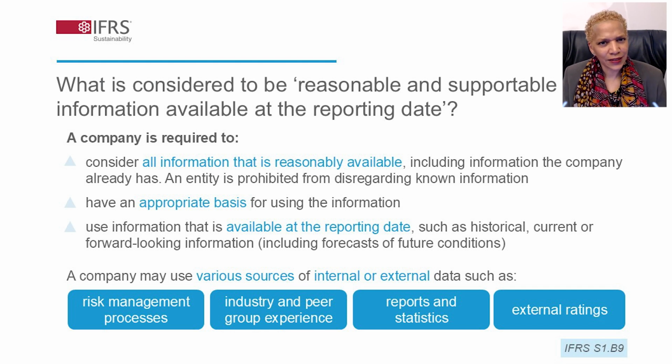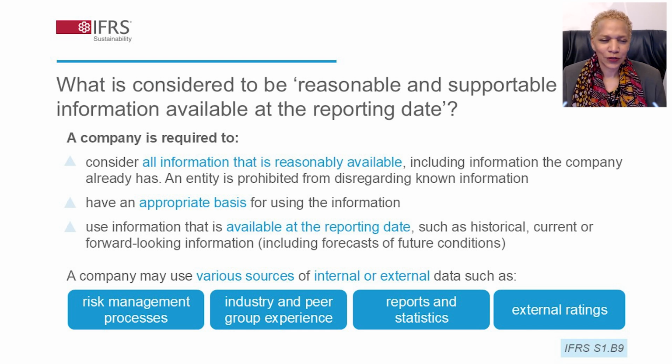So what is considered to be reasonable and supportable information available at the reporting date? Well, in identifying reasonable and supportable information, companies are required to consider all information that is reasonably available to them, especially information that they already have. This means that companies need only to use information that is available to them at the reporting date. However, this also means companies cannot disregard information that is known.